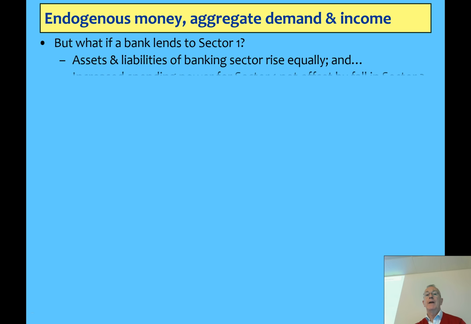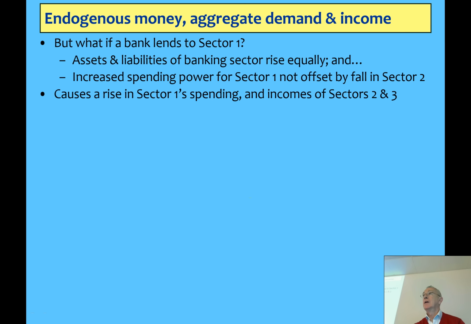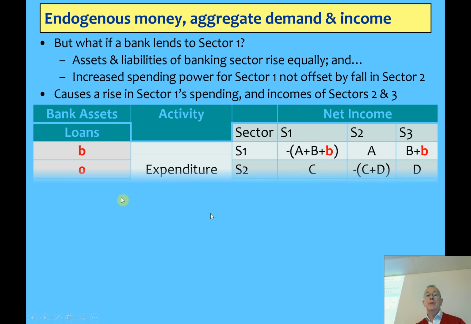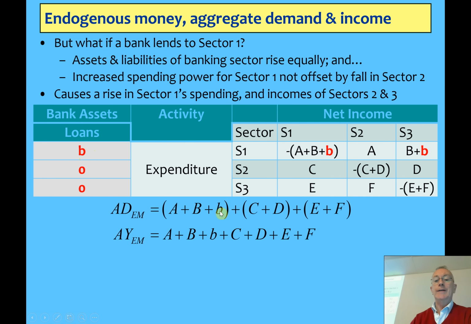Now, what if you have the bank doing the lending? Well, in that case, the assets and the liabilities of the banking sector rise equally, and there's no offsetting fall in spending by Sector 2 or 3 because Sector 1 is borrowing from the banks. So I've now got to include, and I didn't do this in one of my papers, and it led to some confusion, so I'm now doing it in the next version of that paper. I'm showing that the expenditure is financed by a loan from the banking sector, which means Sector 1 has B more to spend, which it spends on Sector 3. Okay? You do your adding up, and that change in debt now turns up as a part of aggregate demand and aggregate income. So expenditure is both finance.